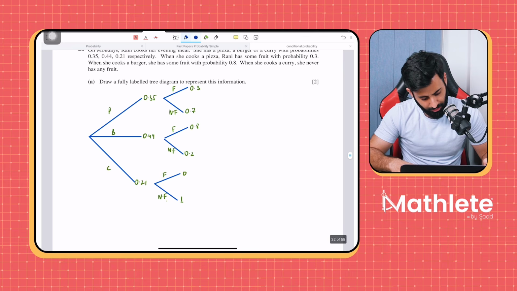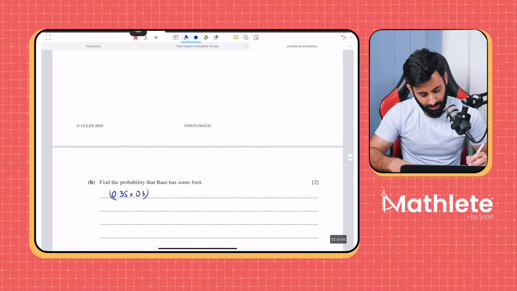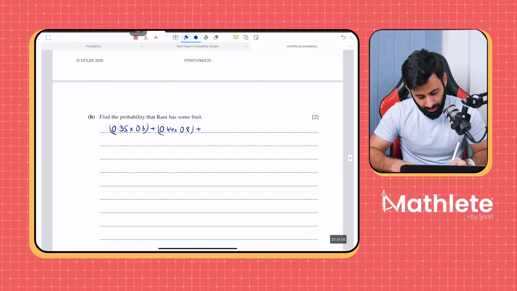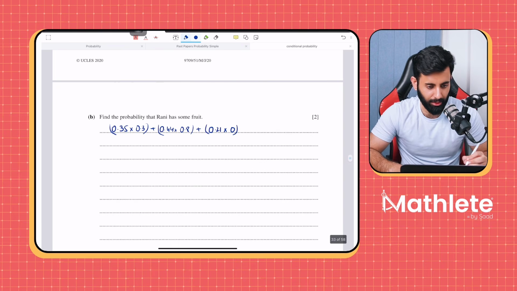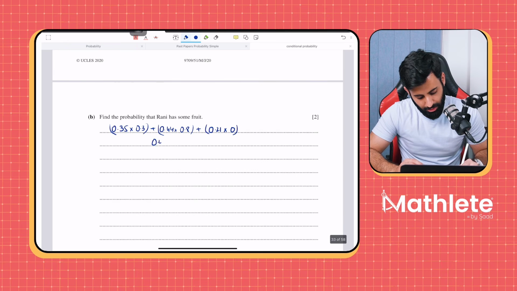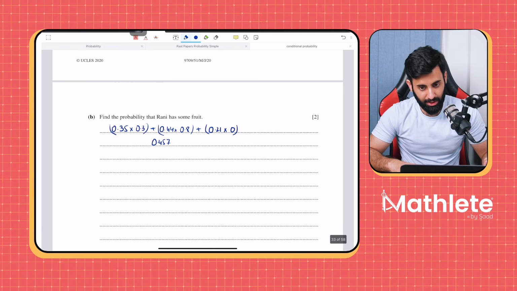Let me make sure of that. Then the probability that she makes a burger and has some fruit, so that means 0.44 into 0.8, or the probability that she makes curry, which is 0.21, and then she has some fruit, which is not likely at all. So anyone who can tell me the answer to this? In fact, you guys have given me the answer. It's 0.457. Thank you. Now let's do part C.